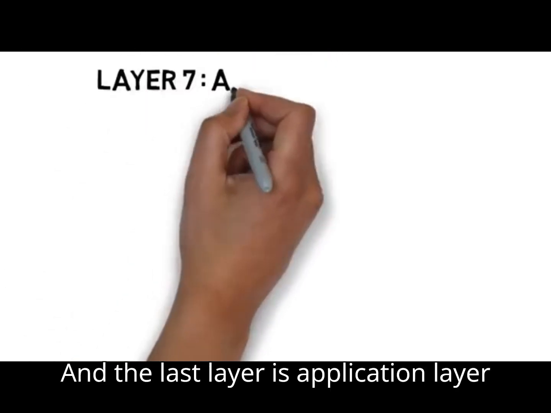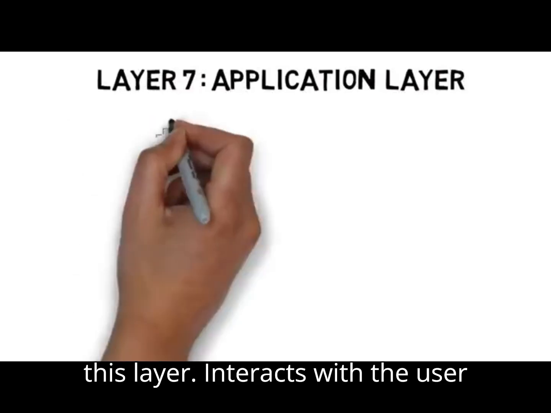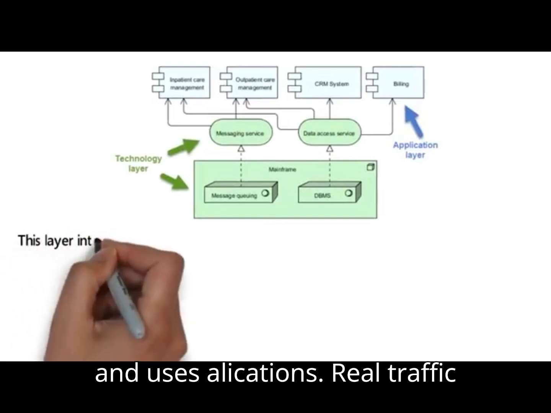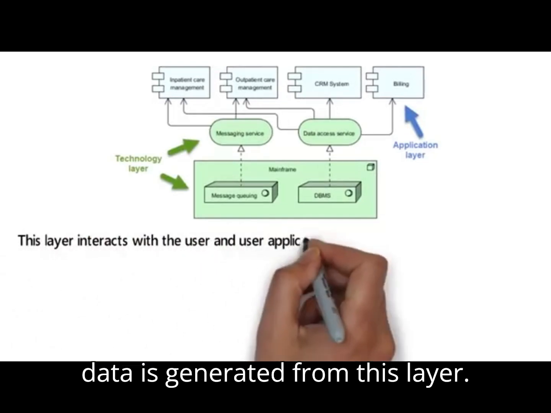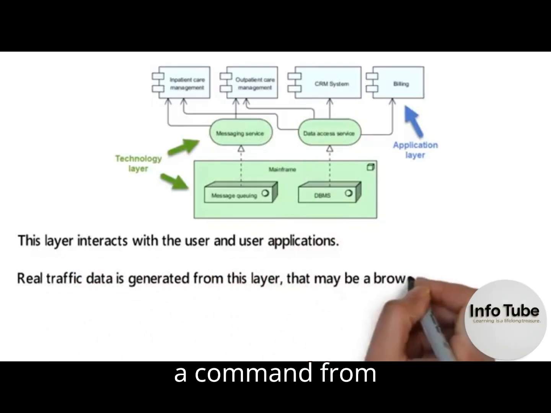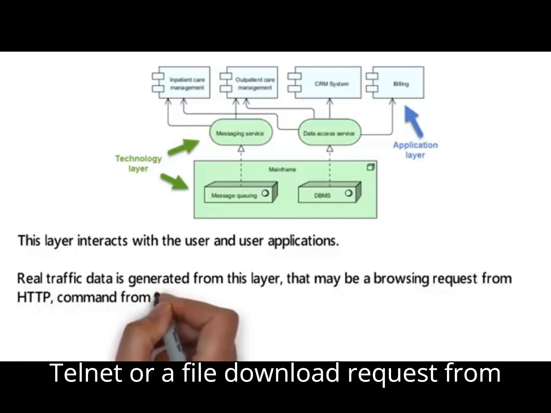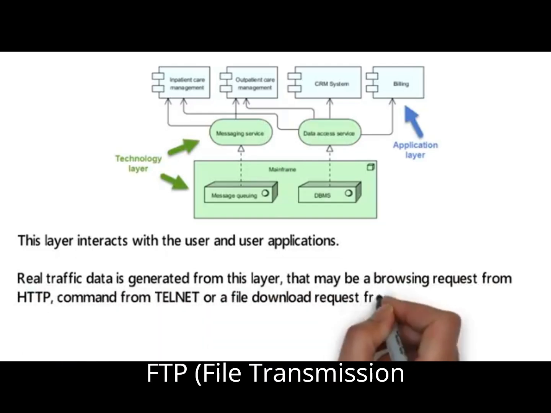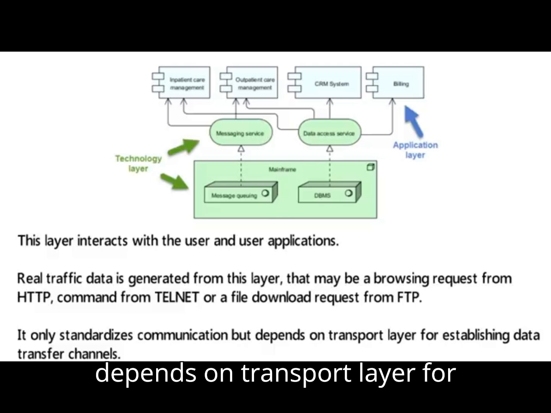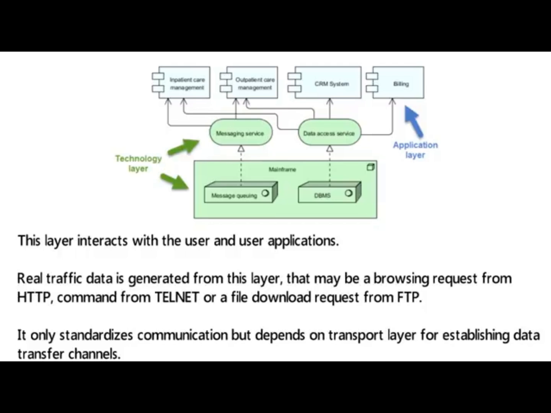And the last layer is application layer. This layer interacts with the user and uses applications. Real traffic data is generated from this layer. That may be a browsing request from HTTP, a command from Telnet, or a file download request from FTP. FTP, that is File Transfer Protocol. It only standardizes communication but depends on transport layer for establishing data transfer channels.